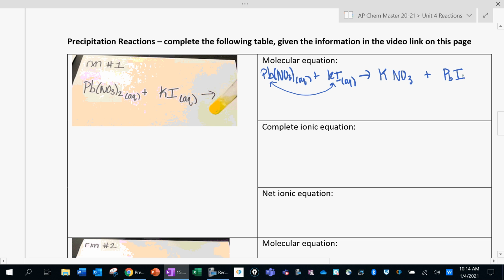To figure out what the subscript should be, I need to look at the charges of the ions. So if I look over at my ion charge reference page, then I will see that potassium has a charge of +1, nitrate has a charge of -1. So I actually don't need any subscripts in here. This is all good the way it's written.